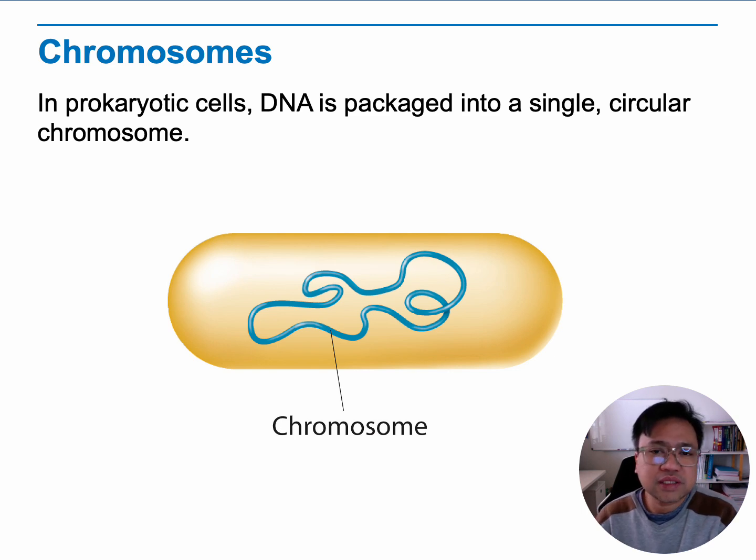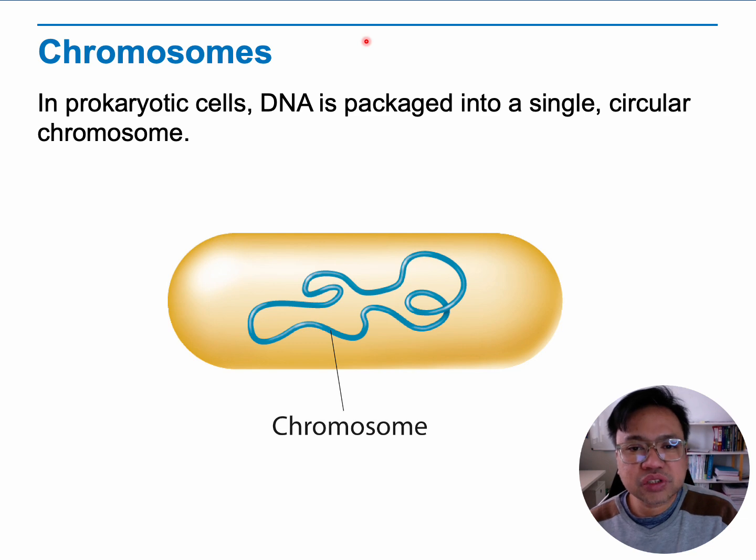In prokaryotic cells, such as bacteria, the DNA is packaged differently than in eukaryotic cells. Most prokaryotes have a single circular chromosome, unlike in eukaryotic cells, where chromosomes are housed within a nucleus. The circular chromosome in prokaryotes is located in the cytoplasm, freely floating within the cell.